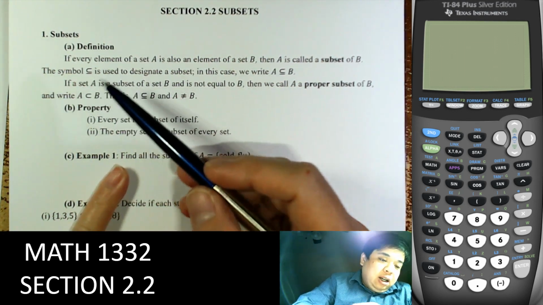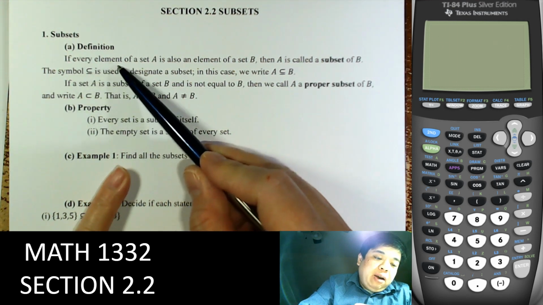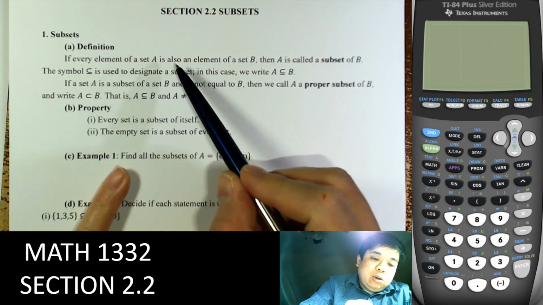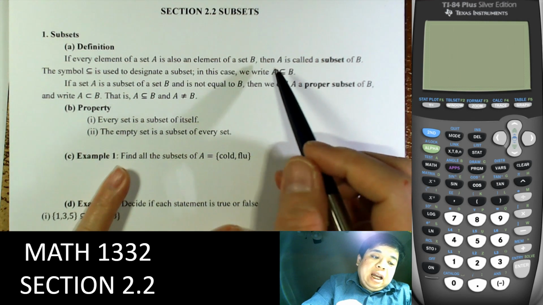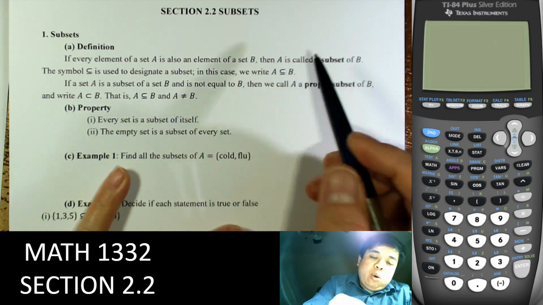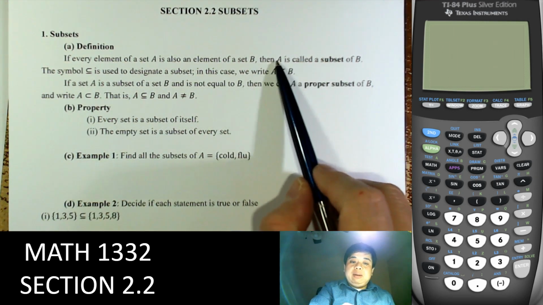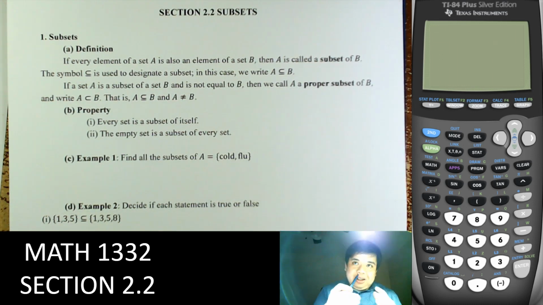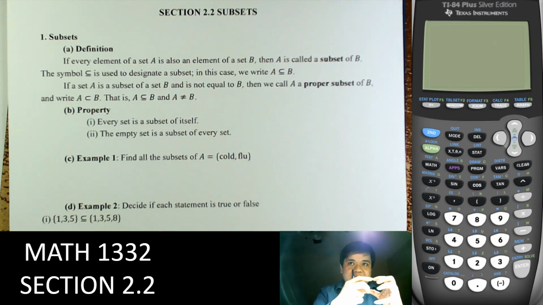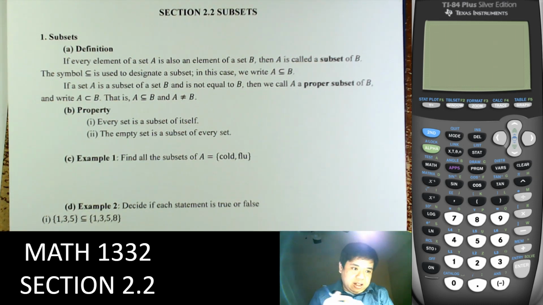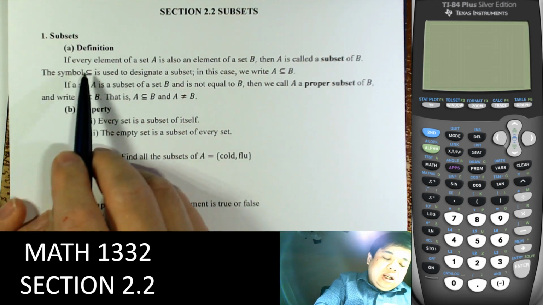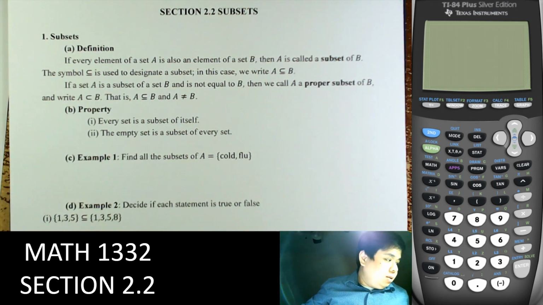Subsets. If every element of set A is also an element of set B, then A is called a subset of B. So A is a subset of B. A is itself a set, so one set is a subset of another set. And we use this symbol to denote a subset.